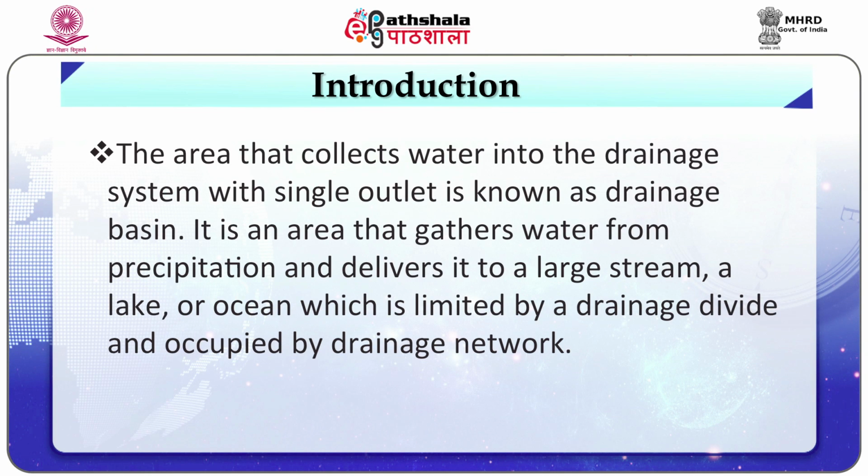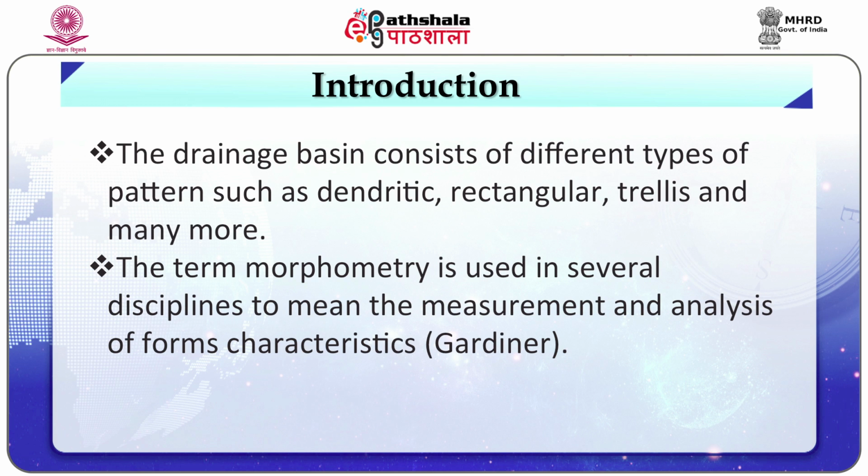The area that collects water into the drain system with a single outlet is known as a drainage basin. It is an area that gathers water from precipitation and delivers it to a large stream, a lake or an ocean, which is limited by a drainage divide and occupied by a drainage network. The drainage basin consists of different types of patterns such as dendritic, rectangular, trellis and many more.